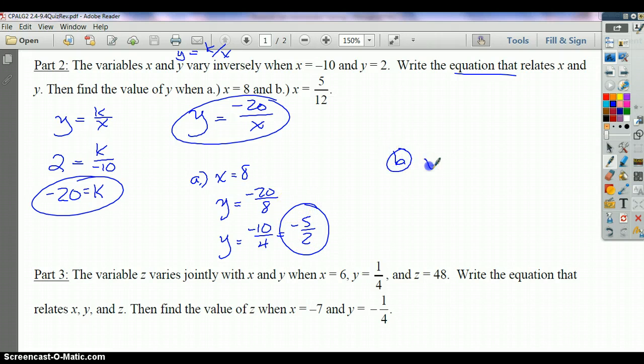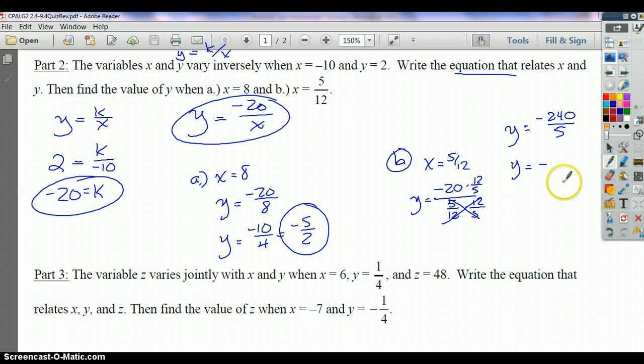Going to be, when x is 5/12, so this is -20 divided by 5/12. So I'm going to flip 5/12 to get it to the top. And basically I'm looking at -240 divided by 5. Because 12 times 20 is 240, divided by 5. So this is -48. Okay, so there's part 2 finished.